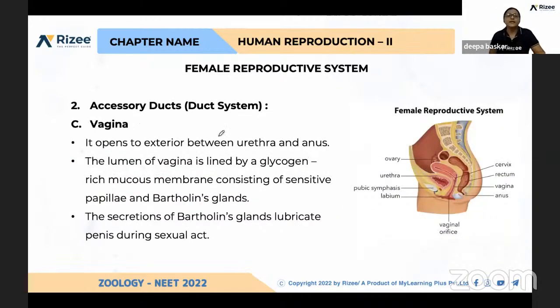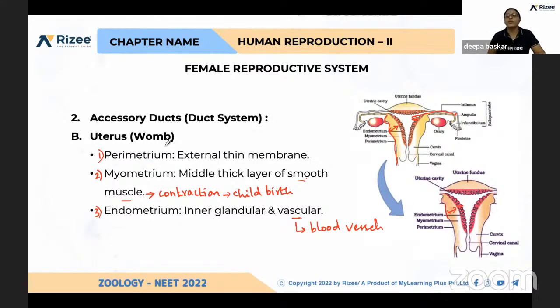So next, the accessory duct is the vagina. That is the outermost part. It opens to the exterior. And if you take the cervix, it has 2 openings. So this part is called the cervix, and the cervix has 2 openings.